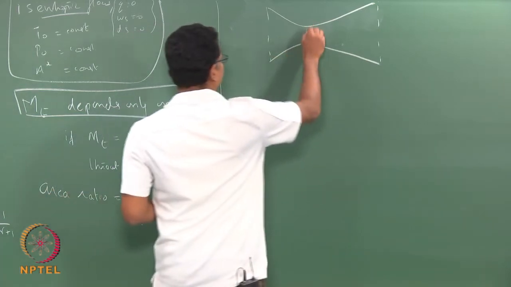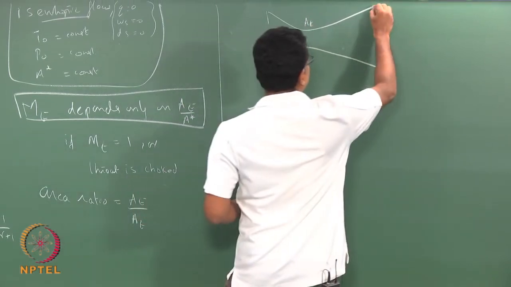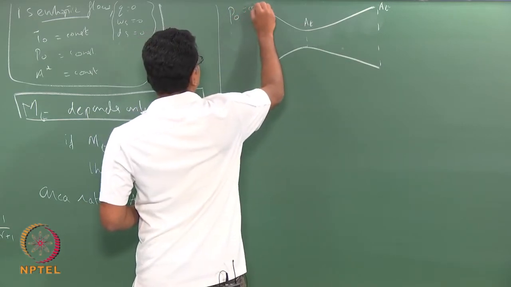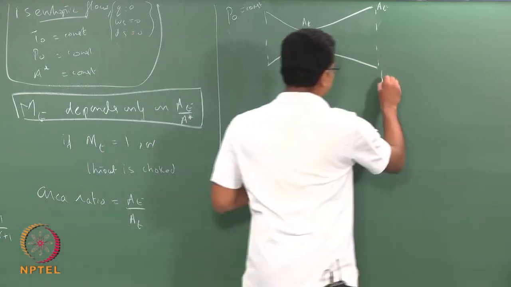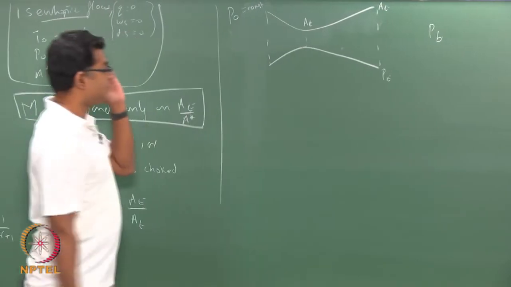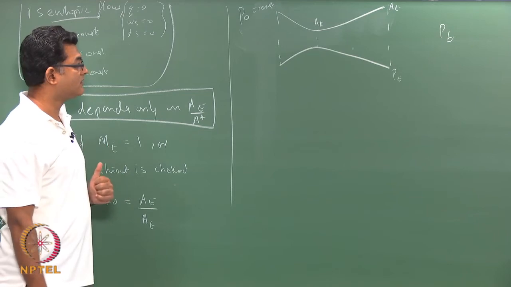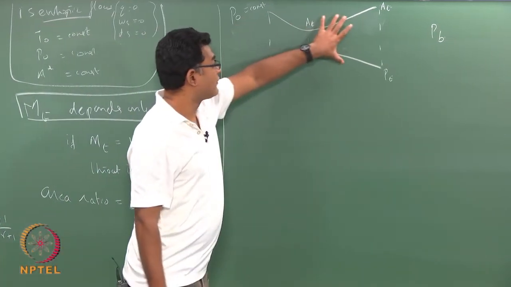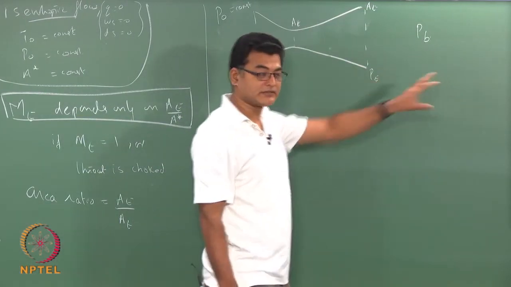Okay. So, I have a throat and an exit area, there is a P0 which is constant, there is a P exit, and there is a PB. PB is my back pressure. Like what we have done in our converging nozzle, what we will do here is keep this constant for a given nozzle and decrease my back pressure PB.